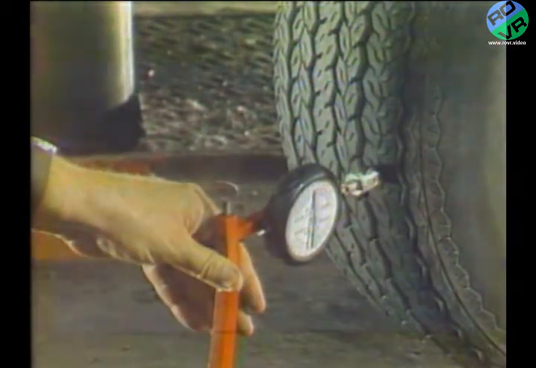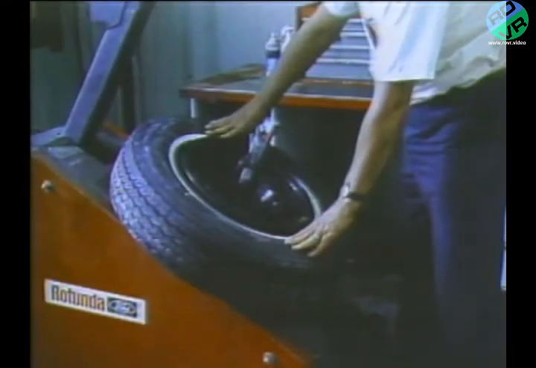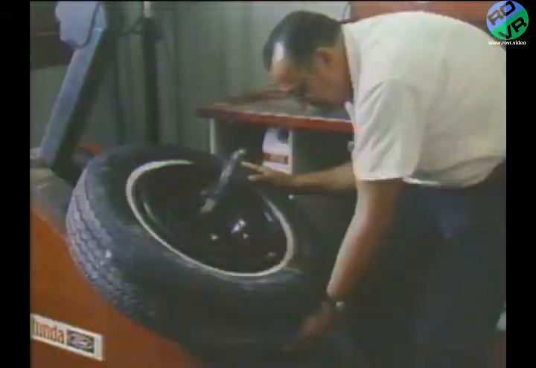If the tire radial runout exceeds 70 thousandths of an inch, we have come to our next step on the vehicle vibration diagnosis chart, which is to re-index or replace high runout wheels and tires. Re-indexing the wheel and tire assembly may be necessary to bring it back to specifications, which is 70 thousandths of an inch or less. Remember to line up the high spot on the tire with the low spot on the wheel.